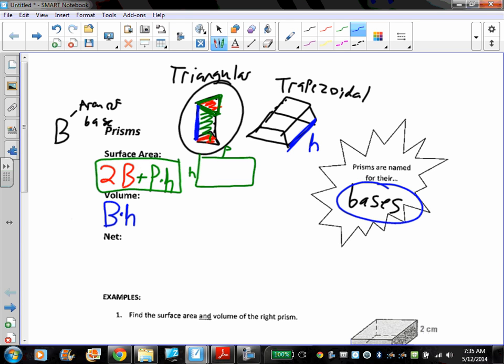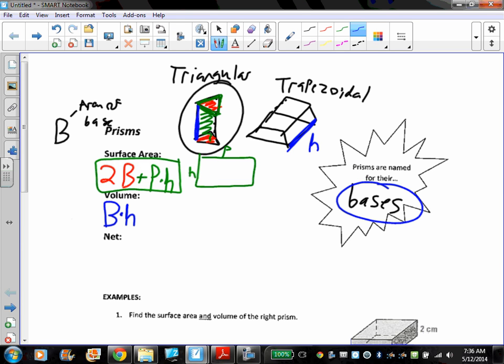Sometimes it's just referring to the distance between the bases. So h could be sort of going side to side too. Just keep that in mind. Now, the net of this, and that's sort of a 2D rendering of unfolding the shape and what they kind of look like.